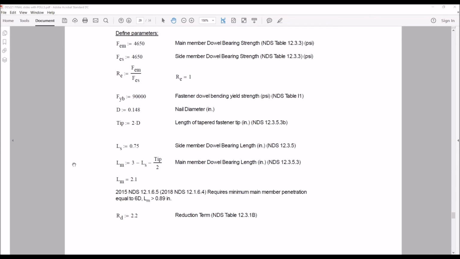All right, our main member dowel bearing length is equal to the nail length, which is 3 inches, minus the side member thickness, or the side member dowel bearing length. They're equal in this example, so that's that L sub S value. And then we are allowed to include half of that tapered tip. So that's what this tip divided by 2 comes from, and that's in the NDS 12.3.5.3. You'll see that reference in there. So our main member bearing length, our main member penetration, is 2.1 inches.